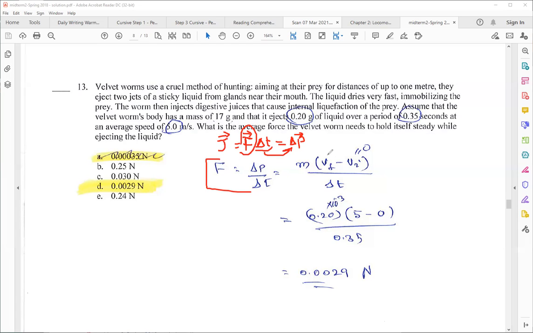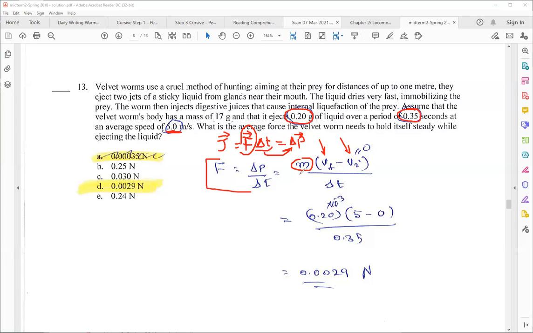So delta P over delta T, and of course, delta P is the mass multiplied by velocity final minus velocity initial. Now, of course, initial velocity is 0. For the liquid, so what is ejected in this process is the liquid. So it starts from 0 and final velocity is, we're saying, 5 meters per second. Now the mass of this liquid is 0.2 grams, and it happens over a period of 0.35 seconds.